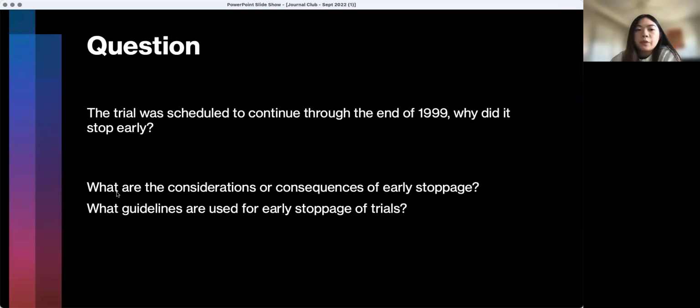And moving on. So what are some of the considerations or consequences of early stoppage of a trial that you can think of, or any guidelines that are usually used for early stoppage?